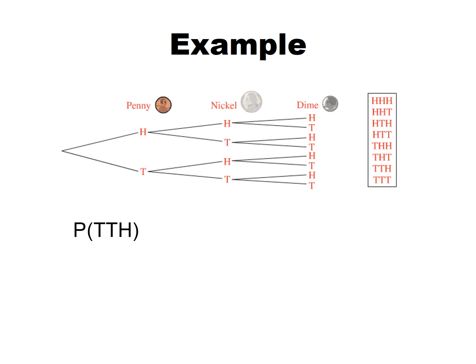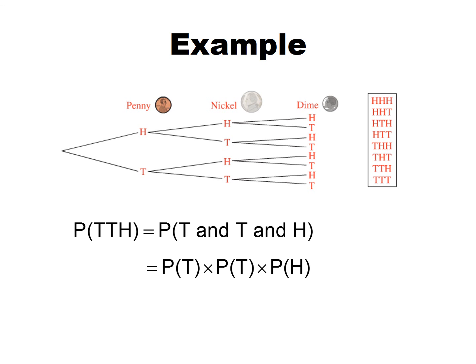But let's look at how we could calculate that without actually having to count anything. I might say, tails, tails, heads means that I get a tail and then a tail and then a heads. So I see the word "and" and I check, are things independent? Well, what happens to my penny has no effect on the nickel, has no effect on the dime. So things are independent, and I apply my multiplication rule. Take the probability of tail times the probability of tail times the probability of heads. And each one of those is 1/2.